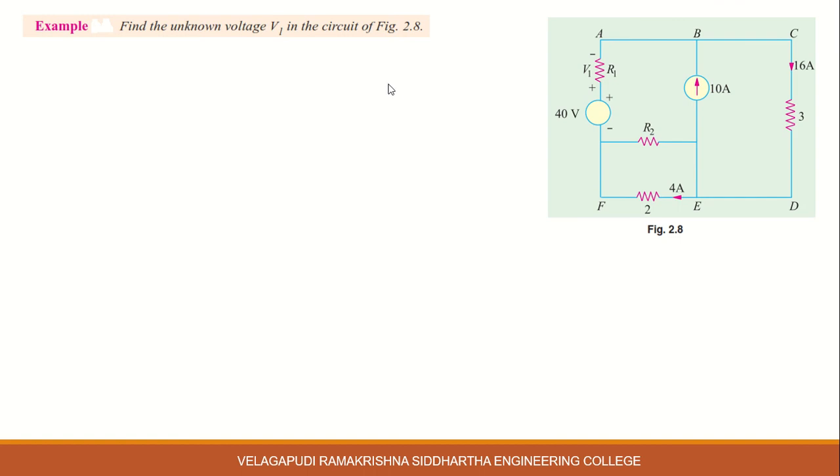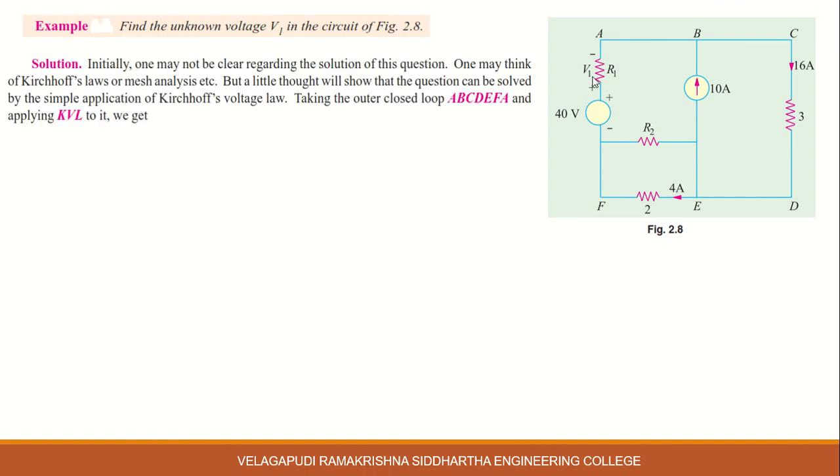Find the unknown voltage V1 in the circuit. Initially, one may not be clear regarding the solution of this question. One may think of Kirchhoff's laws or mesh analysis, etc. But a little thought will show that the question can be solved by a simple application of Kirchhoff's voltage law. Okay. Taking the outer closed path A, B, C, D, E, F, A, apply KVL to get this equation.